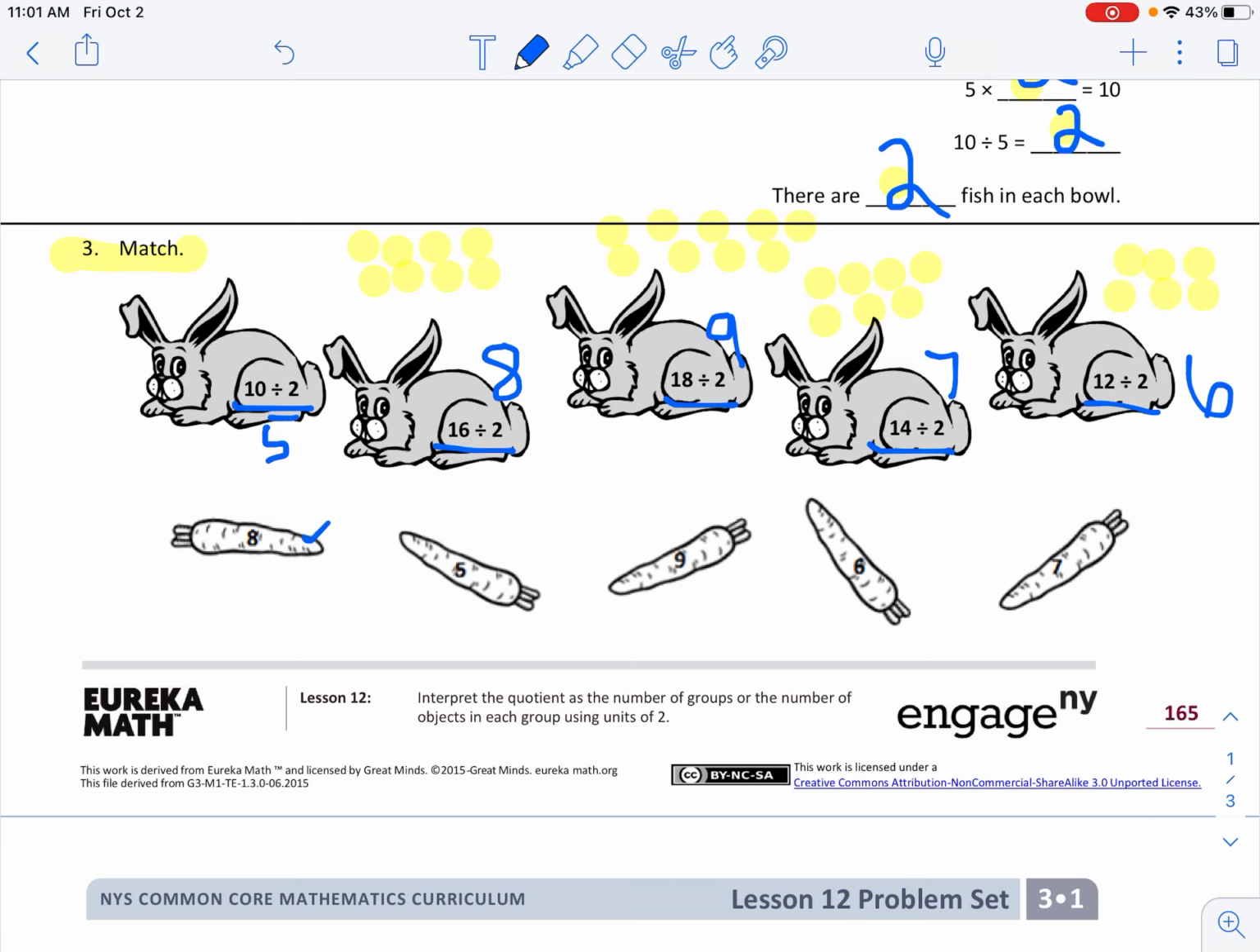So now if I connect my rabbits to that line, 16 divided by 2 equals 8. So he gets the first carrot. This rabbit gets the 5 carrot. 18 divided by 2 is 9. So he gets the carrot right underneath of him. 14 divided by 2 equals 7. She gets this carrot. And then 12 divided by 2 is 6. That rabbit gets that carrot.